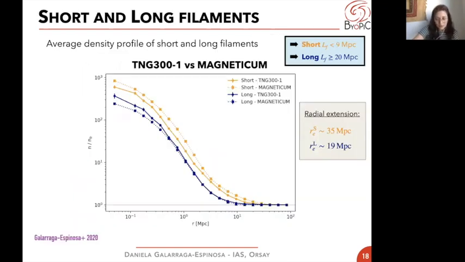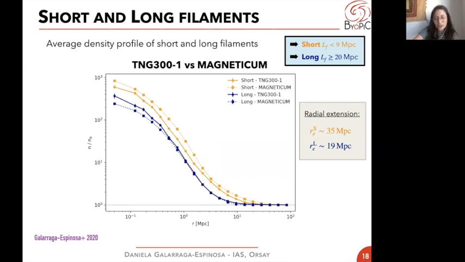So this is how the profiles look. In solid lines, we have the TNG simulation. In dashed lines is the MAGNETICUM simulation. Before explaining the similarities and the differences between these profiles, I will give you some scales that we can see here.